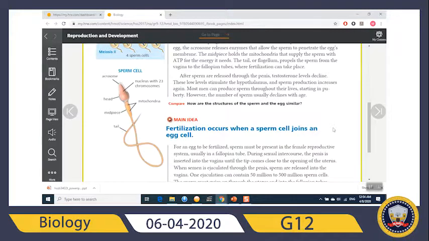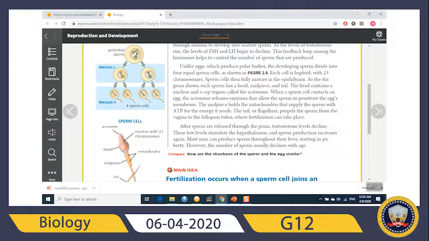So, the major thing we need to know here, after the sperm are released, the testosterone levels decline, because when testosterone levels increase, that triggers the production of sperms. But when the sperms are released, the testosterone level declines. So the low levels stimulate the hypothalamus and sperm production increases again.